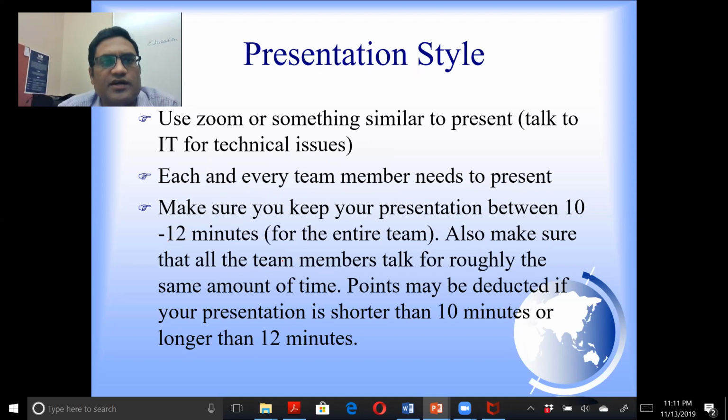And presentation style: use Zoom or something similar for the presentation, and talk to IT for technical issues. Each and every team member needs to present the paper or make a presentation. Make sure you keep it between 10 to 12 minutes.